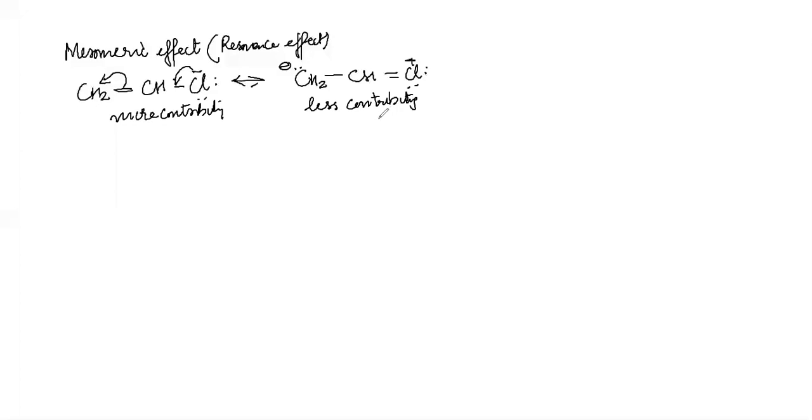Okay. Similarly, methyl vinyl ether, CH2 double bond CH O CH3. Again, the same type of resonance structure: CH2 minus, CH double bond O with a positive, and CH3.